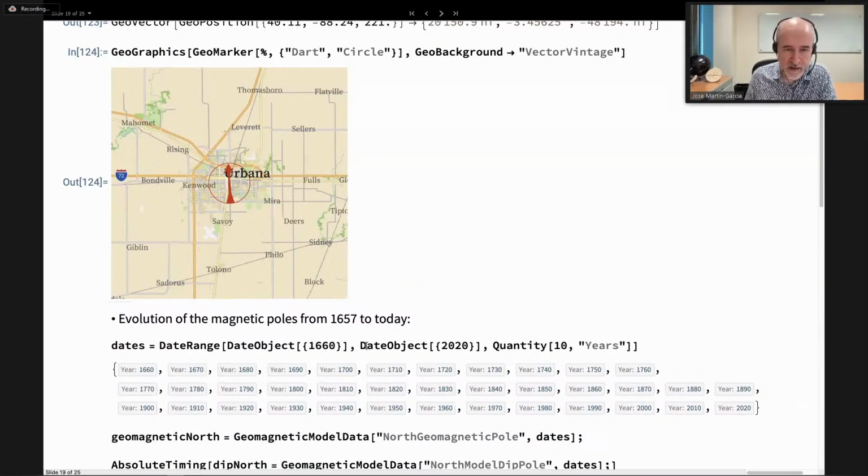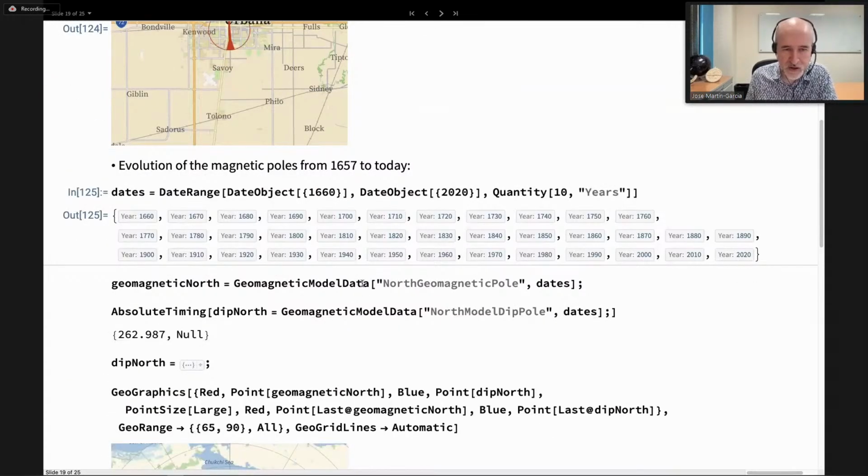So the magnetic poles are changing quite fast. And so this is a computation we can perform. So there are two things we can compute about the magnetic pole. There is the so-called north magnetic pole, which is the north pole of an average dipole that would produce more or less the same magnetic field as the Earth. So this is some sort of average computation.